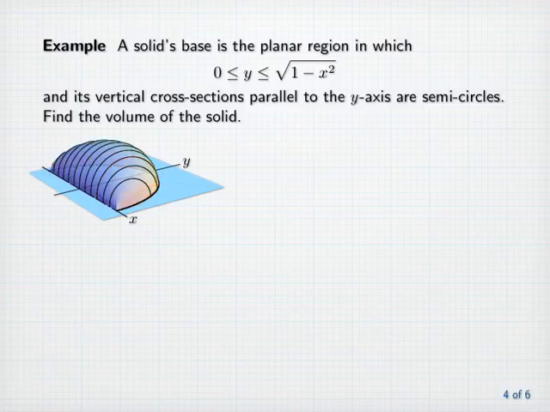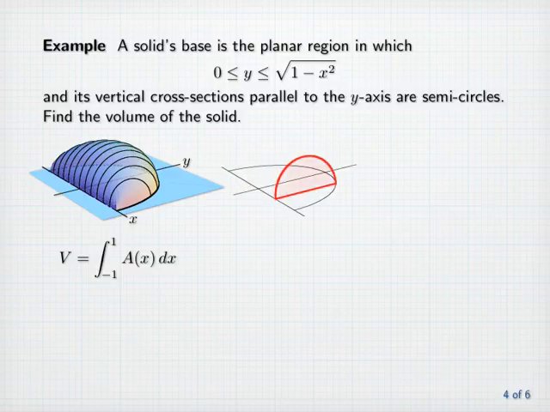The volume will be the integral of cross-sectional area from x equals -1 to x equals 1. We now need the cross-sectional area A of x. Since cross-sections are semicircles, their areas will be given by pi times 1/2 the square of the radius r. Note that the radius r is half the length of the cross-section's bottom edge.